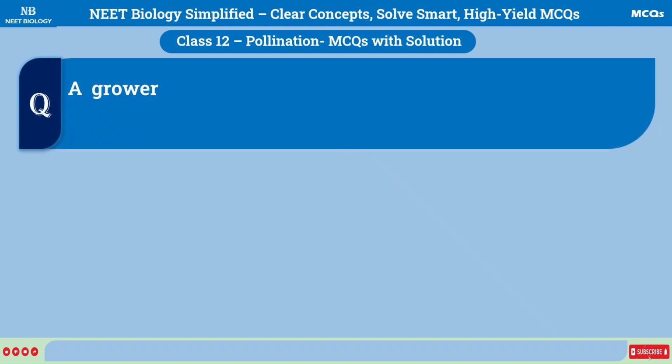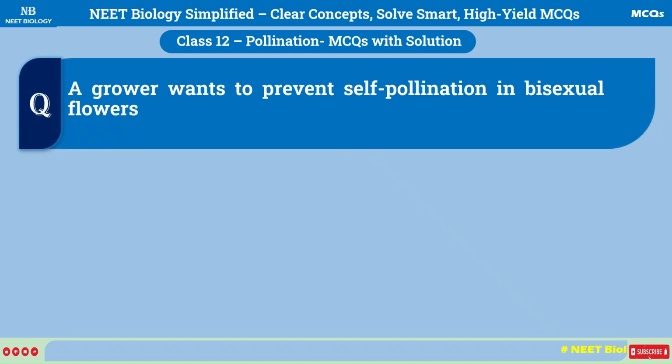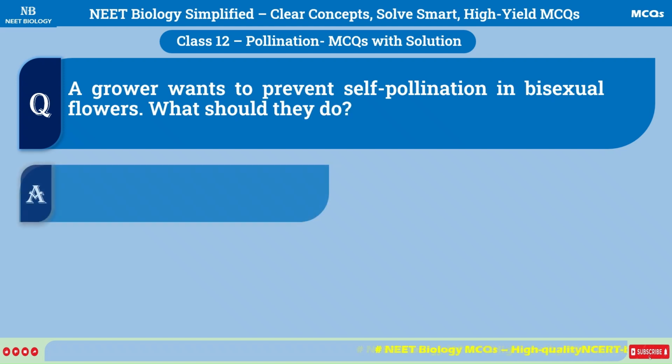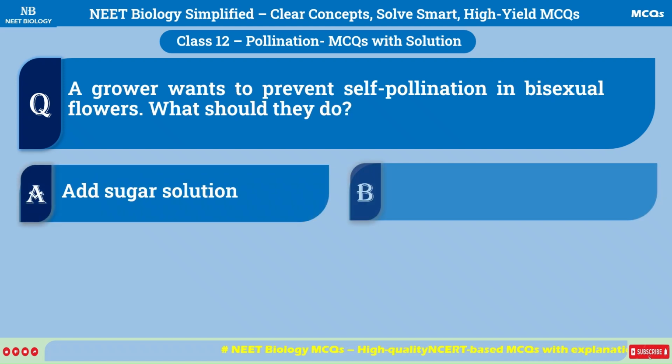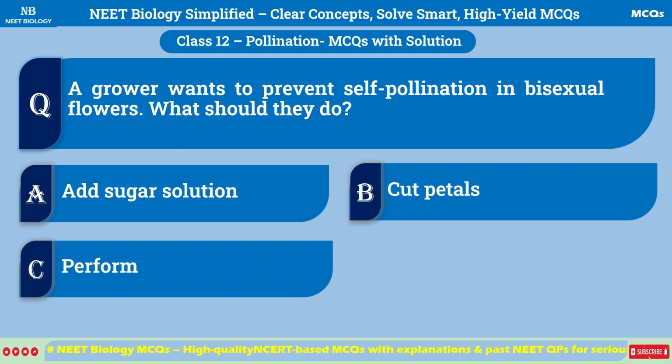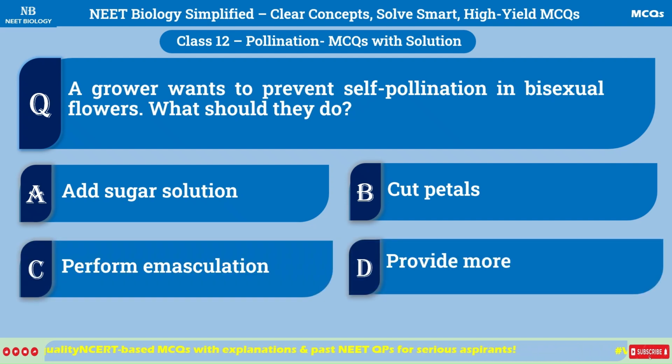A grower wants to prevent self-pollination in bisexual flowers. What should they do? A. Add sugar solution. B. Cut petals. C. Perform emasculation. D. Provide more light.